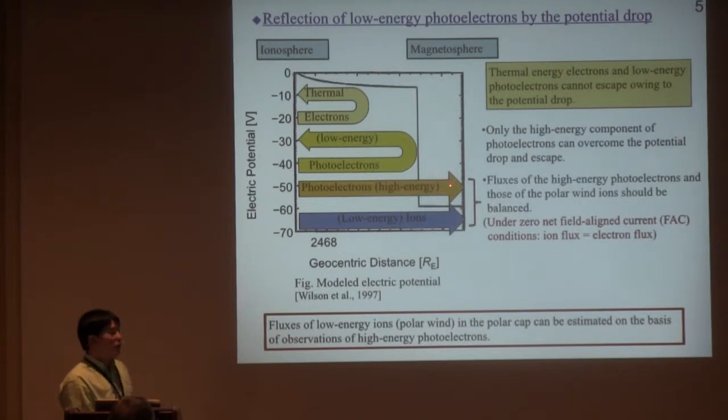If such a potential drop exists, at first thermal electrons and low energy photoelectrons are reflected and cannot escape owing to the potential drop. Only the high energy component of photoelectrons can overcome the potential drop and escape. Fluxes of high energy photoelectrons and those of polar wind ions should be balanced under the zero net field line current condition. So fluxes of low energy ions in the polar cap can be estimated on the basis of the observations of this high energy component of photoelectrons.